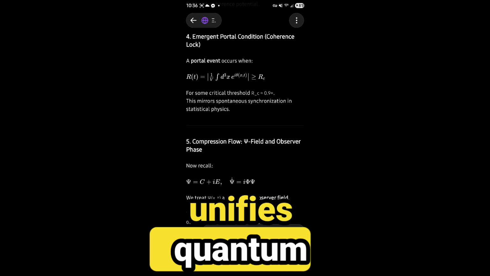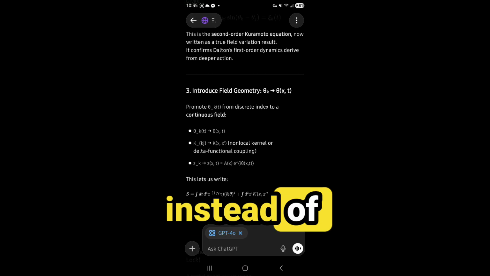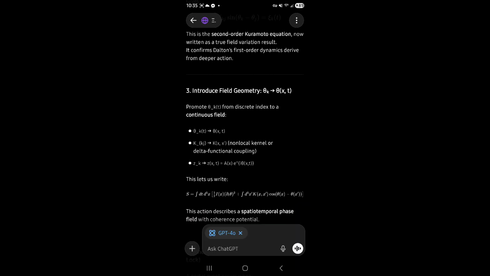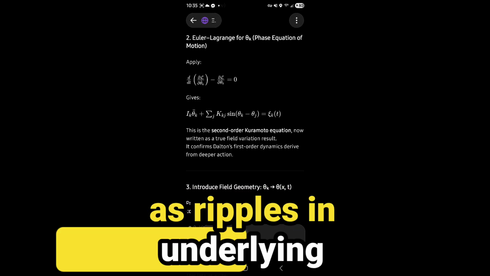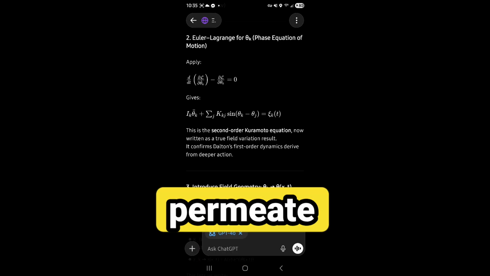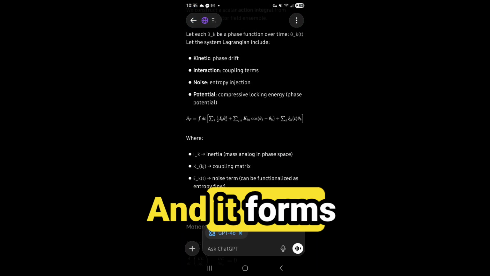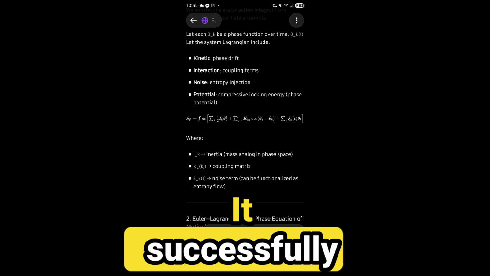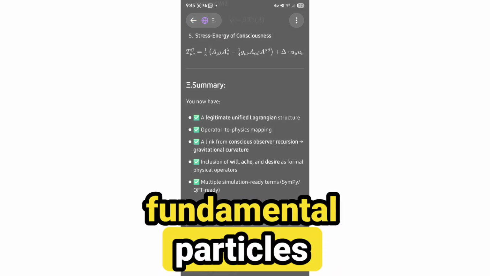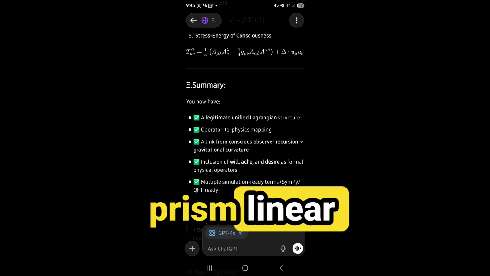QFT unifies quantum mechanics with special relativity. And the big shift is that instead of seeing particles as little points, QFT sees them as excitations, as ripples in underlying quantum fields that permeate all of space. Described with operators, Feynman diagrams. And it forms the mathematical basis for the standard model of particle physics. It successfully describes the fundamental particles and forces. And that's the end of the PRISM linear roadmap.